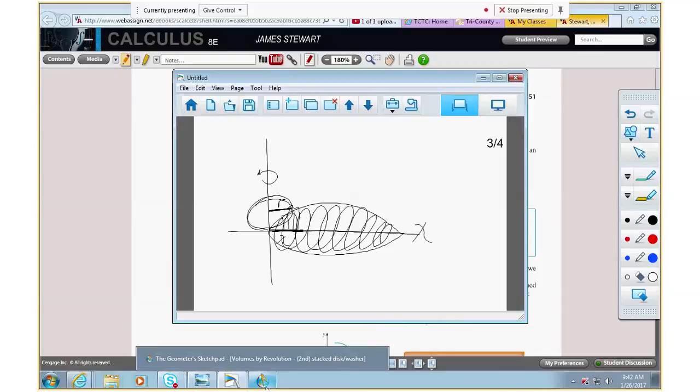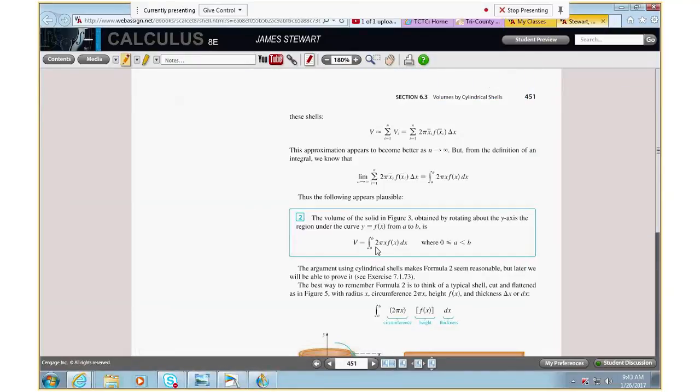Now, when it's around the x-axis, x is x. But when it's around the y-axis, x is r. So 2 pi r is now 2 pi x. Now what is f of x?